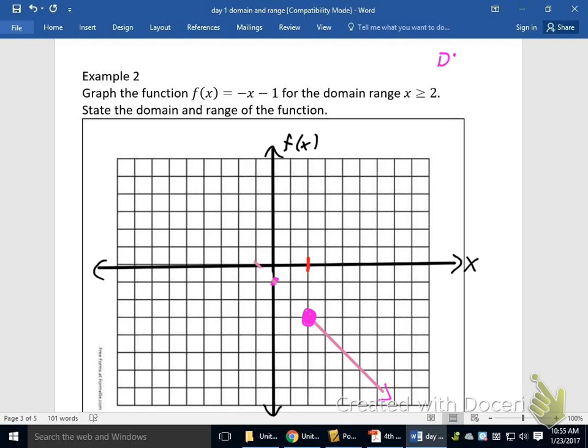For my domain, these are kind of convenient since they actually give you the domain in the problem. So there that is. For my range, the f of x values don't start until negative 3. It starts right there, and then it goes down from there. So anything less than or equal to negative 3 this time, because it was a filled-in circle. F of x such that f of x is less than or equal to negative 3. And this is my domain and range.